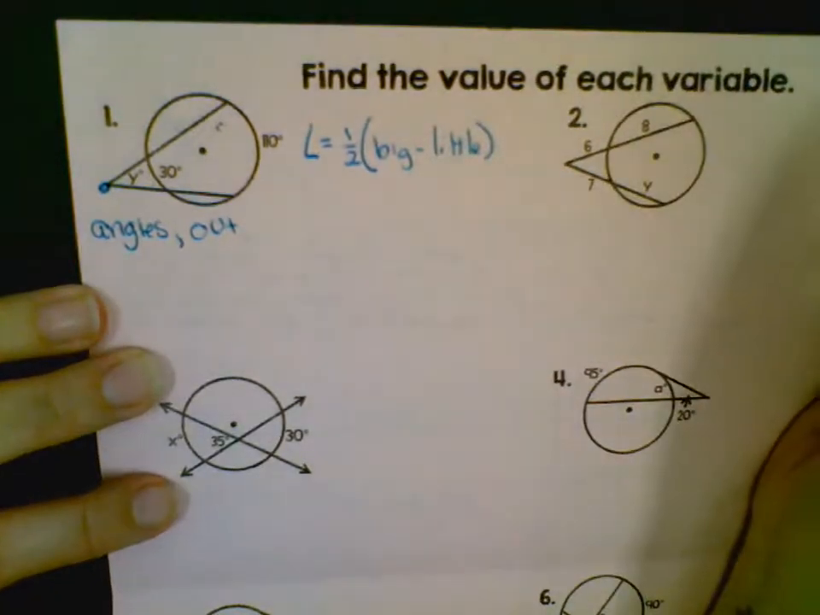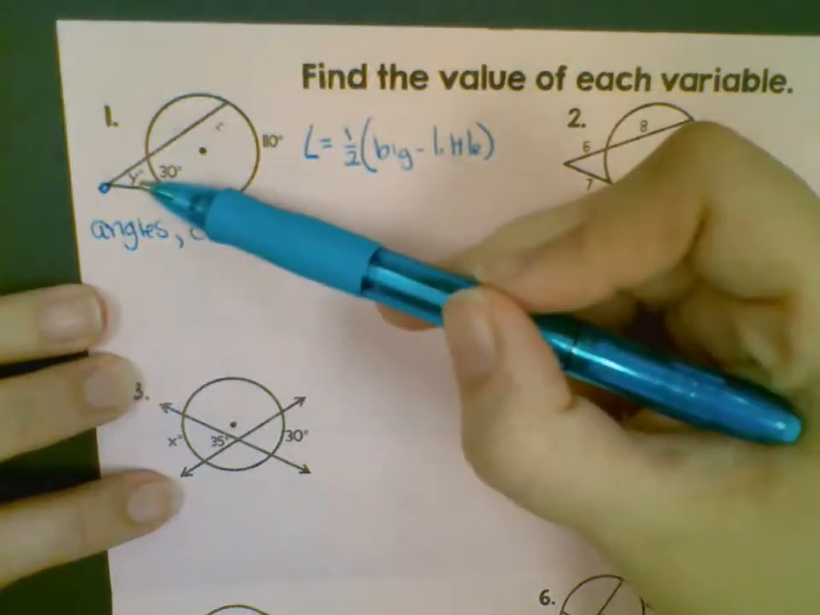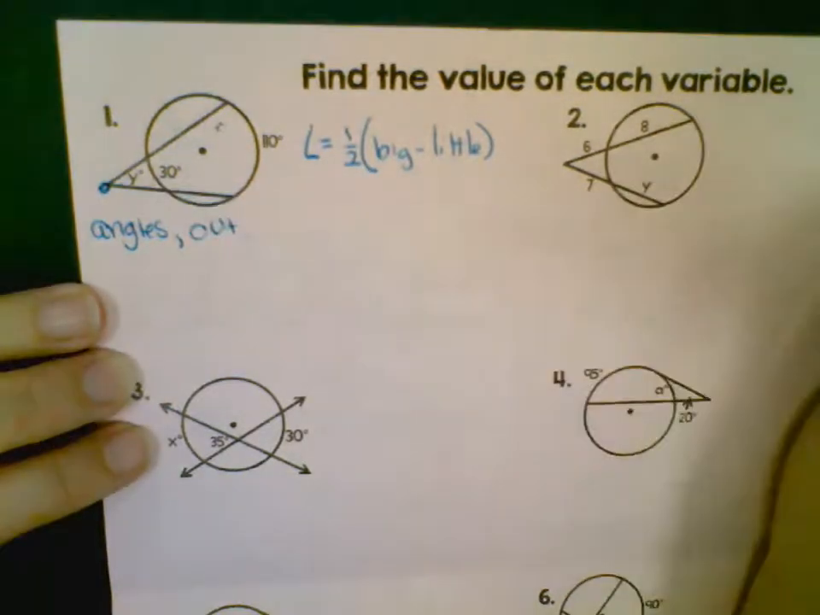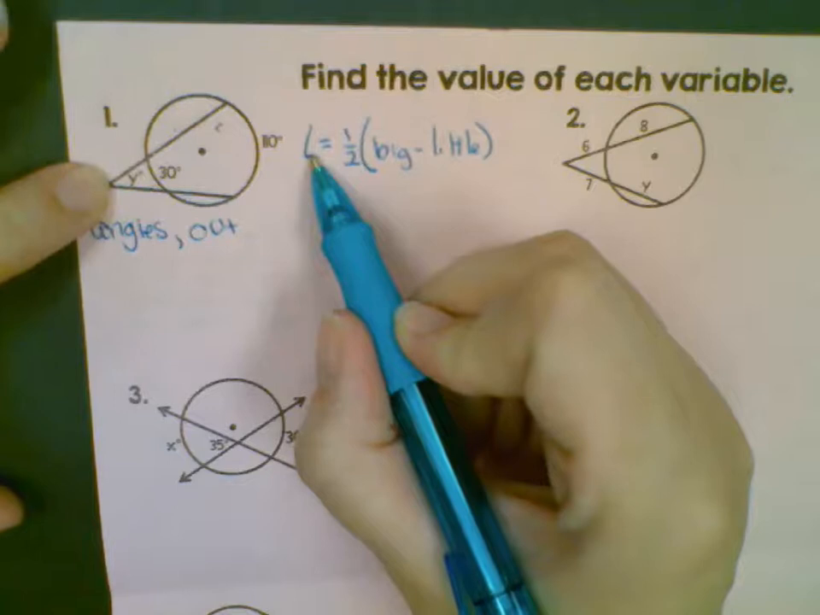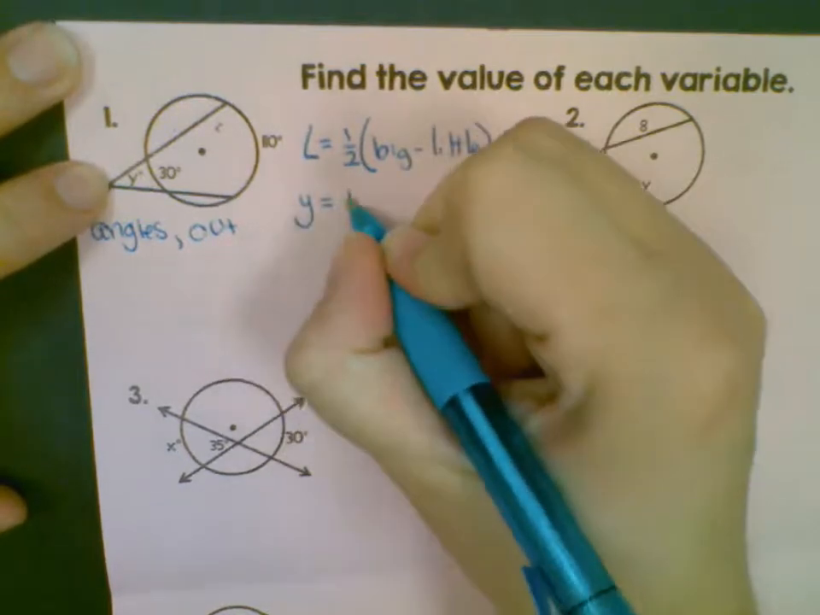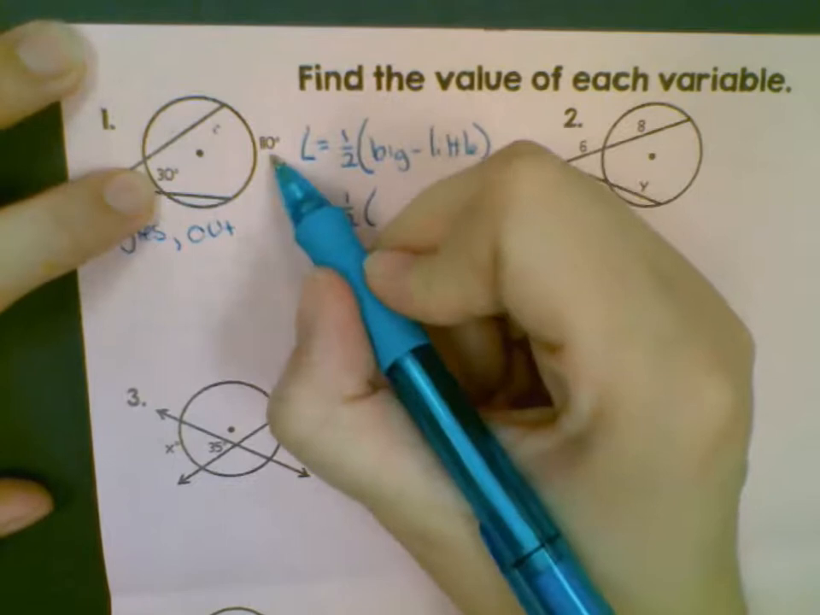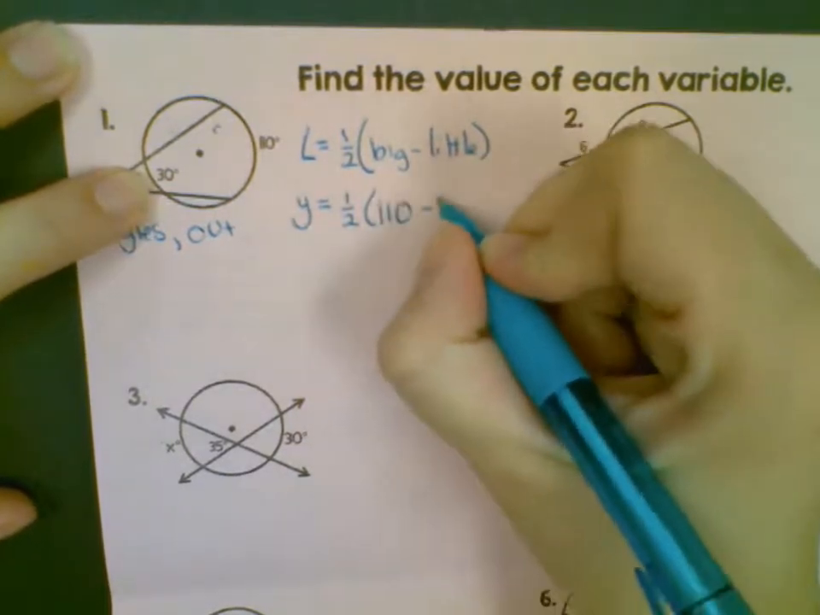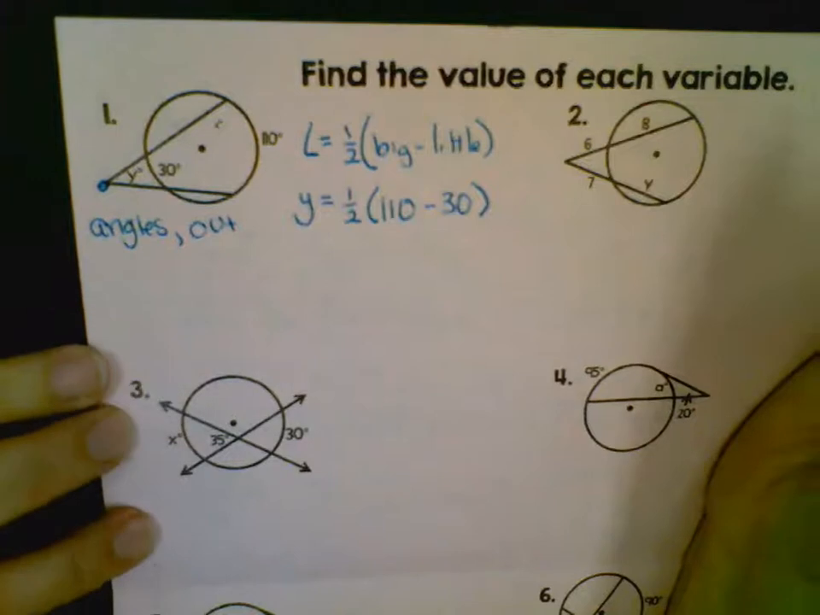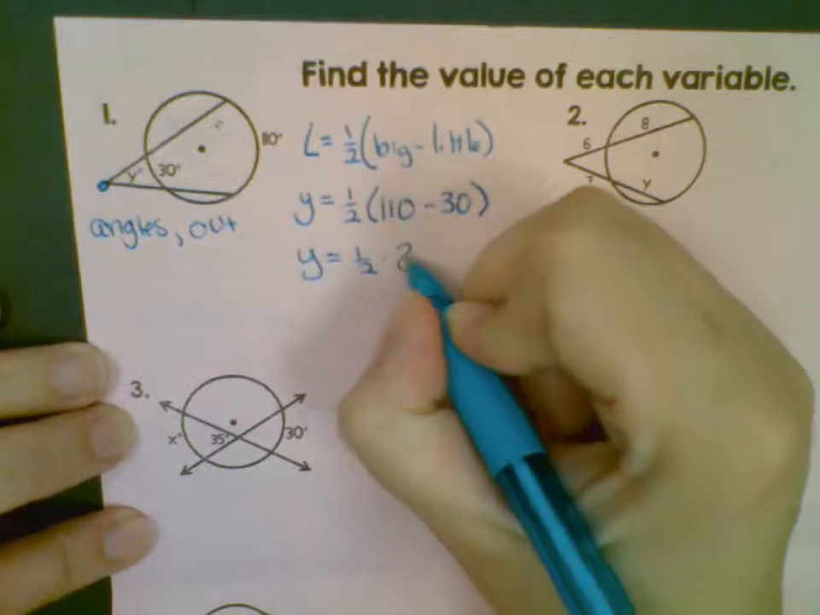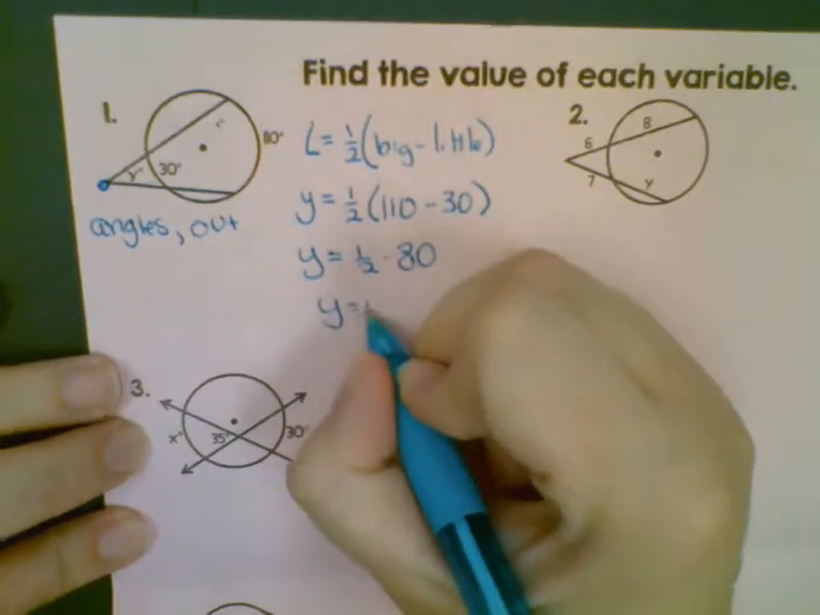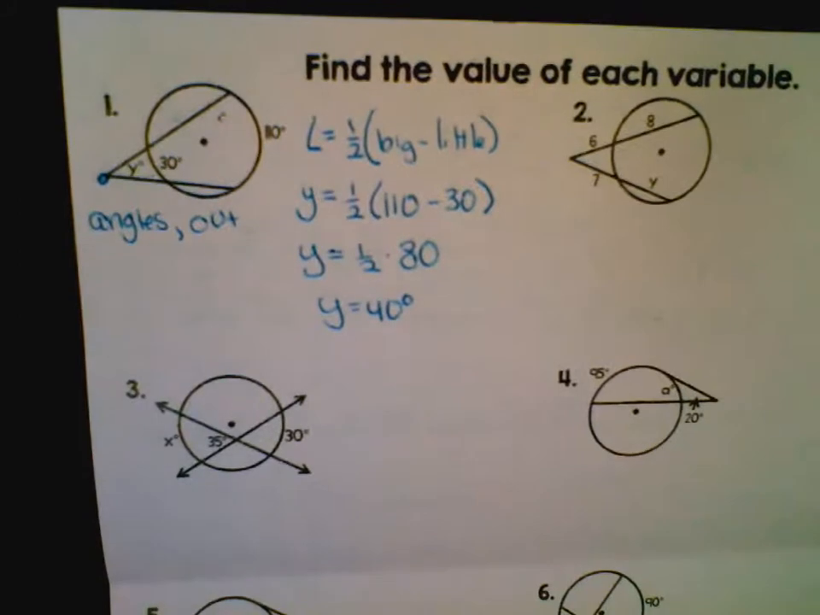I just think it's harder to remember, especially sometimes when our variable is the angle and it's an x or a y. So I like going with the big and little. So our angle is going to be where the two lines intersect, so that's going to be our y, equals half. And then our two arcs are 110 and 30. So 110 is our big and 30 is our little. So y equals half of 80. So y is 40 degrees.